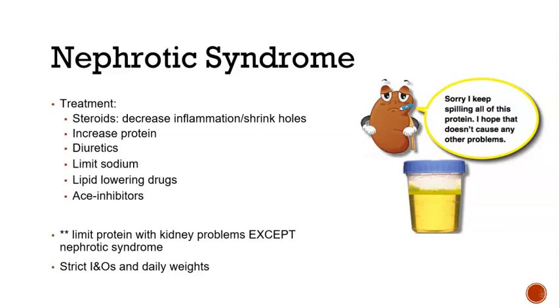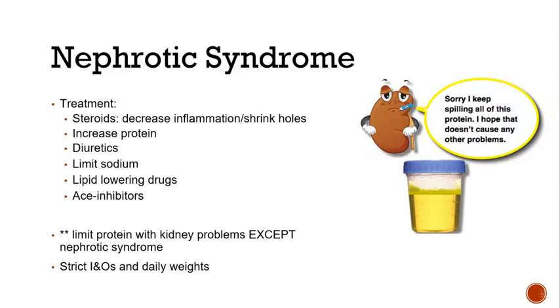To treat nephrotic syndrome, we'll do steroids to decrease the inflammation and shrink the holes. We'll have this patient increase protein. So again, this is an exception to our normal kidney problem rules. We normally restrict protein, but with nephrotic syndrome, we want to increase protein because your patient is losing so much protein in the urine. We can also treat this with diuretics to help our fluid volume.